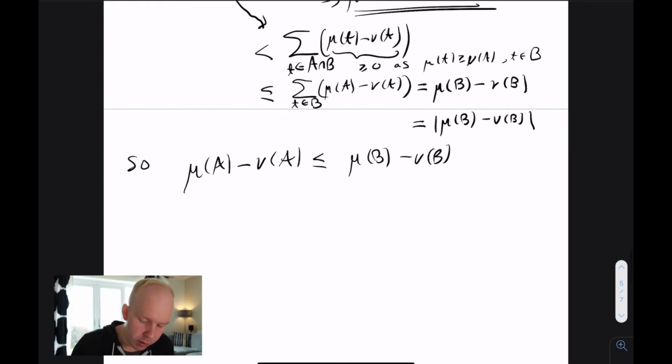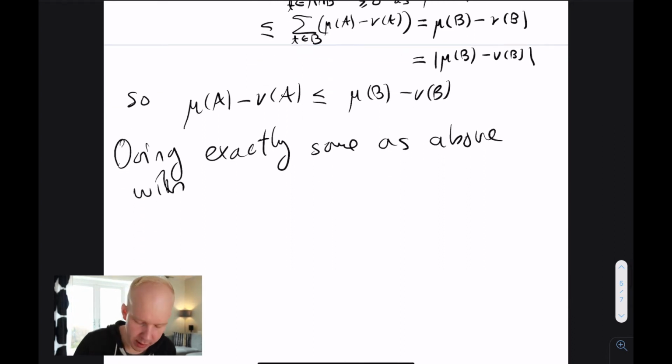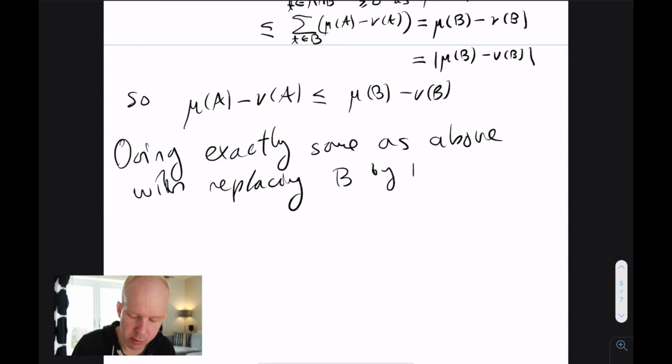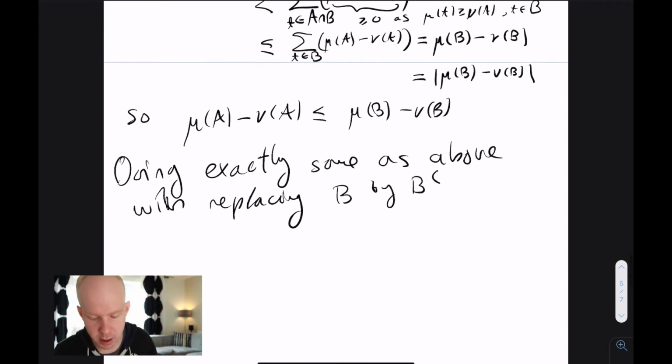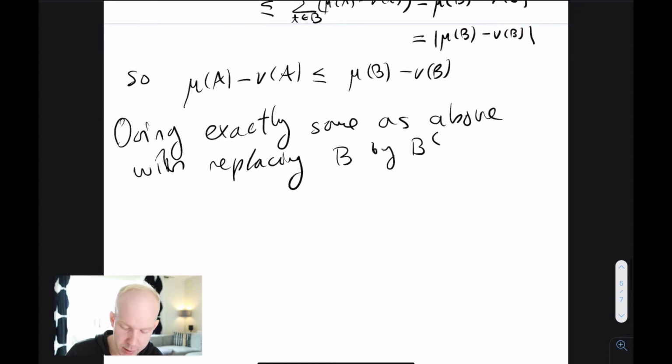And doing exactly the same as above, replacing B by B complement. So instead of taking the intersection with B, you're taking the intersection with the B complement all the time, and replacing all the arguments with B complement.